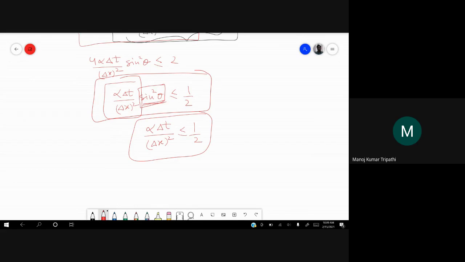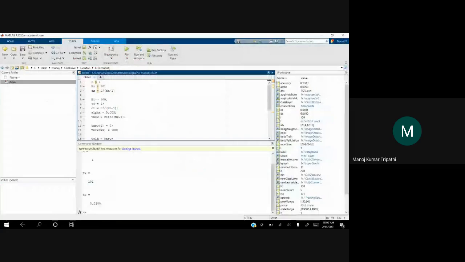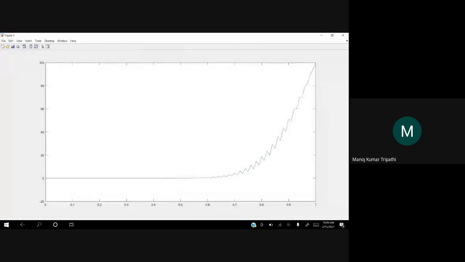Okay, so this is our estimate that it has to be less than or equal to half. And this is what we saw in the MATLAB code, that when we took this value exactly equal to half, the error was slowly growing. Okay, let me show that again. If I run this, you saw this kind of graph here.